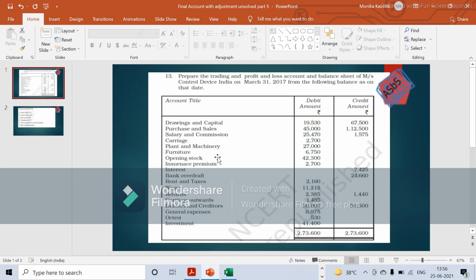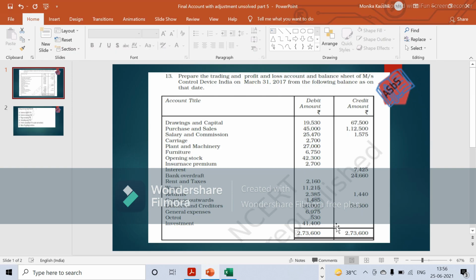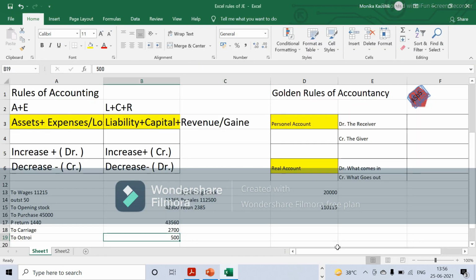Plant and machinery are assets, furniture is an asset, opening stock we have done. Insurance premium, that's an expense, will go in the profit and loss account. Interest is received, so that is again indirect revenue and will go in the profit and loss account. Bank overdraft is a balance sheet item. Rent and wages we have already done. Returns we have done. Carriage outwards is a part of the P&L account. Debtors, general expenses. Octroi, yes, octroi is a direct expense. Octroi, fuel, gas, all these types of items are direct expenses and will go in the trading account. So this is 530.